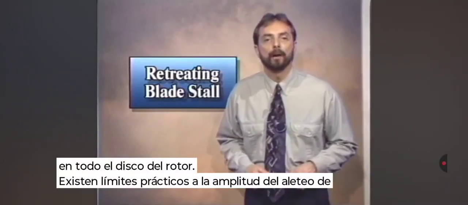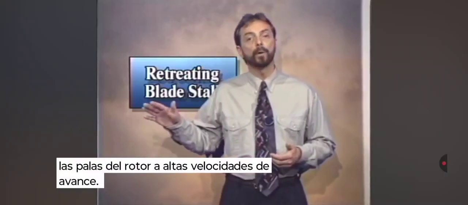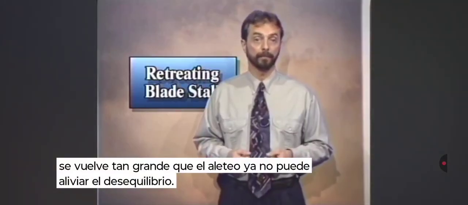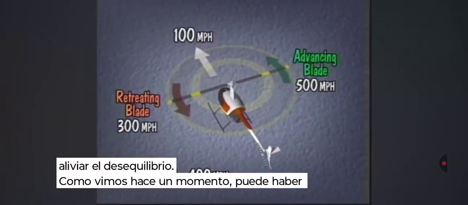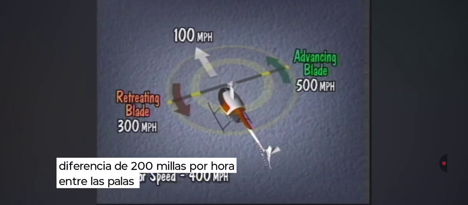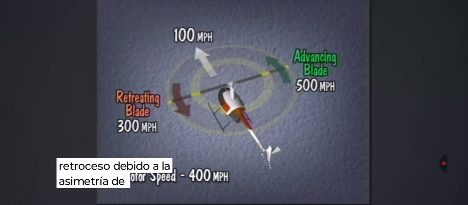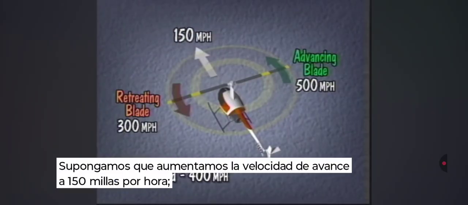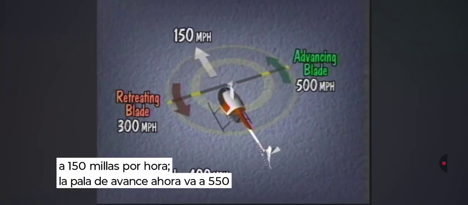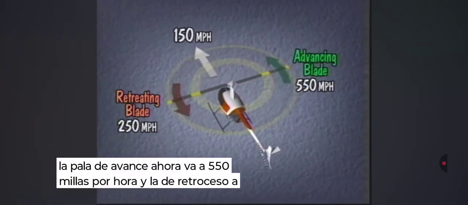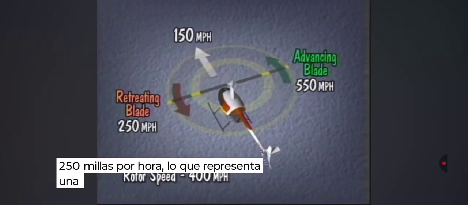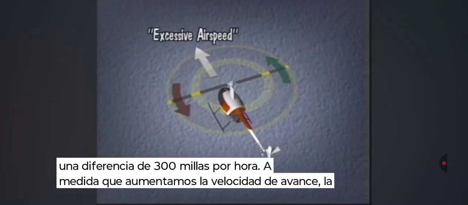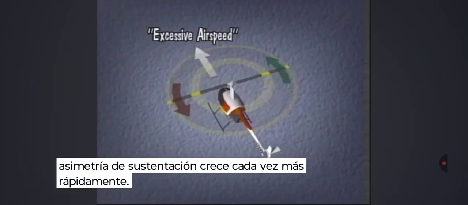There are practical limits to how far the rotor blades can flap. At high forward air speeds, dissymmetry of lift becomes so great that flapping can't alleviate the imbalance any longer. As you saw a moment ago, there can be a difference of 200 miles per hour in speed between the advancing and retreating blades because of dissymmetry of lift. Suppose you increase your forward speed to 150 miles per hour. The advancing blade is now going 550 miles per hour, and the retreating blade is going 250 miles an hour. Now a difference of 300 miles per hour.